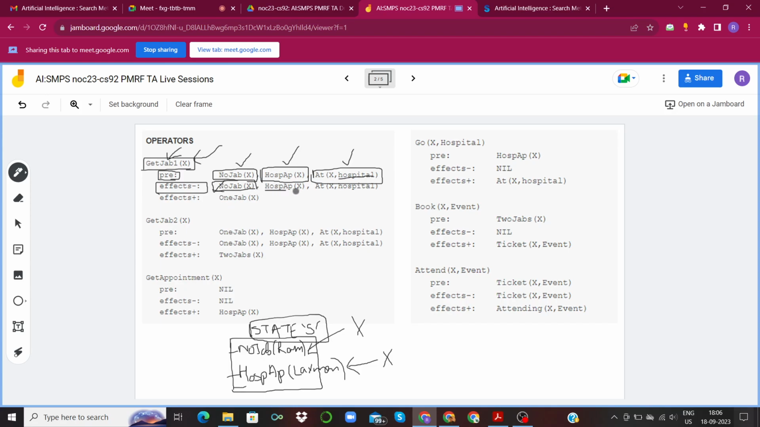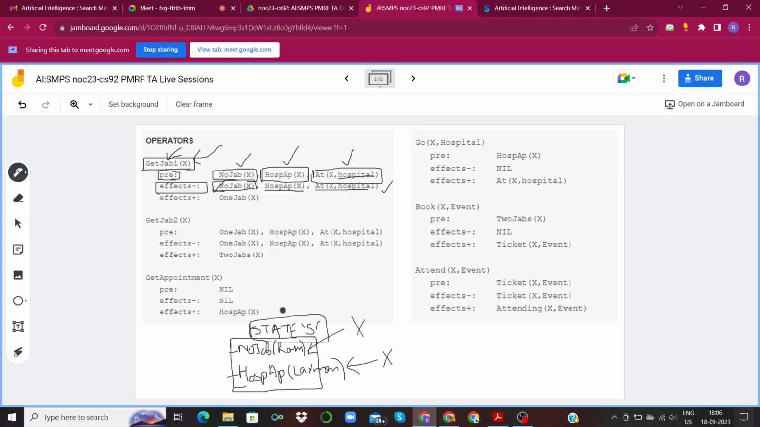Similarly, hospital appointment X would also be a negative effect, because when we apply this operator, basically the person doesn't need to have a hospital appointment anymore. Also, the person doesn't need to be at the hospital anymore. So these would be all the negative effects.